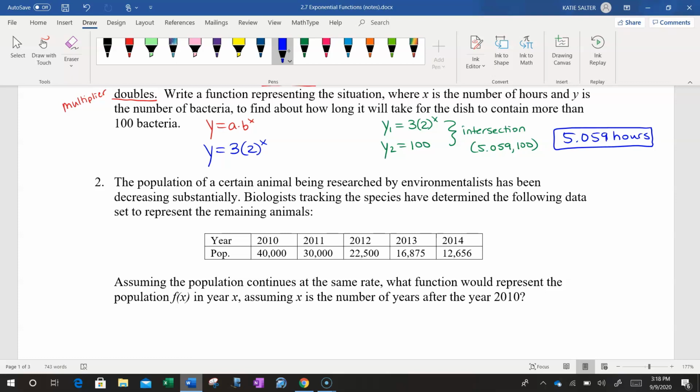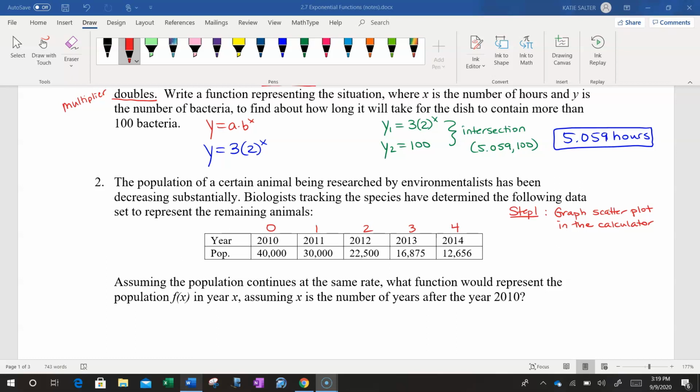Okay, so the first thing we want to do in a problem like this is change these years to represent years since 2010. So we're going to let 2010 be 0, 2011 be 1, 2012 be 2, and so on to represent years since 2010. Step 1, we are going to graph this data in our calculator to see what shape it seems to look like.